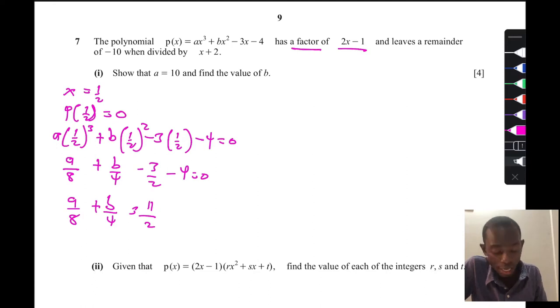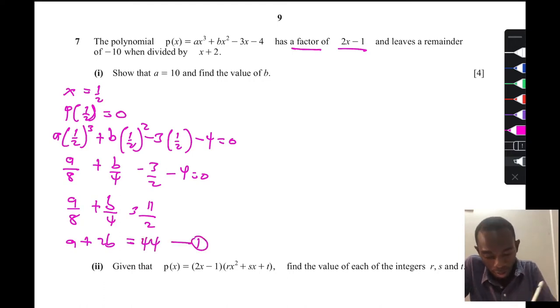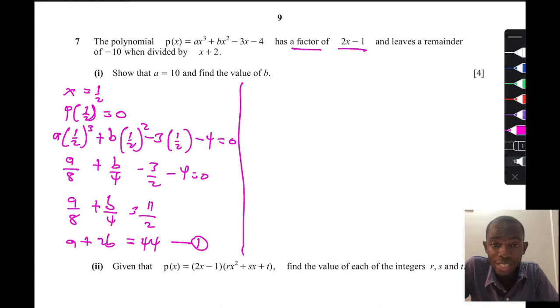All right, so we can decide to multiply through by 8. So a plus 2b will be equal to 44. Let's call this equation 1. All right. Then the next thing is that it leaves a remainder of negative 10 when divided by x plus 2.